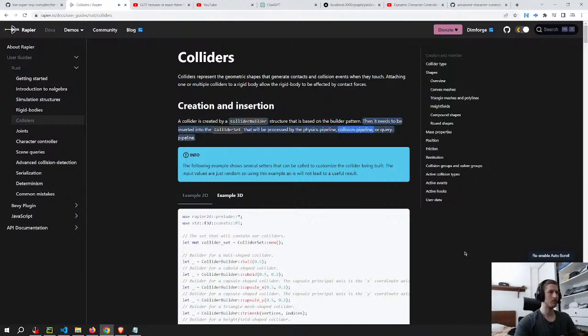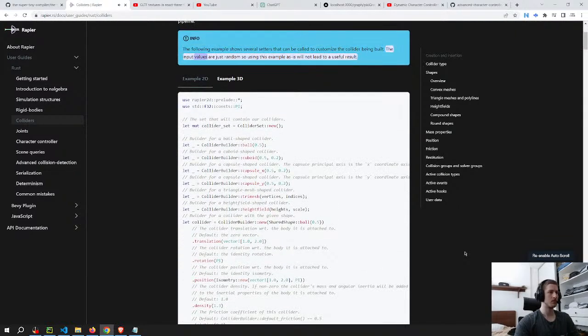Then it needs to be inserted into the collider set that will be processed by the physics pipeline, collision pipeline, or query pipeline. The following example shows several setters that can be called to customize the collider being built. The input values are just random, so using this example will not lead to a useful result.